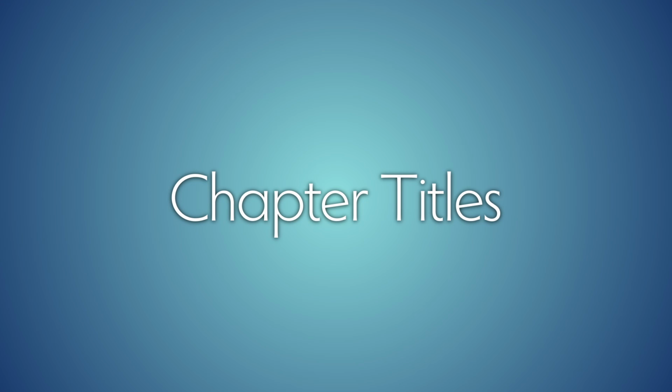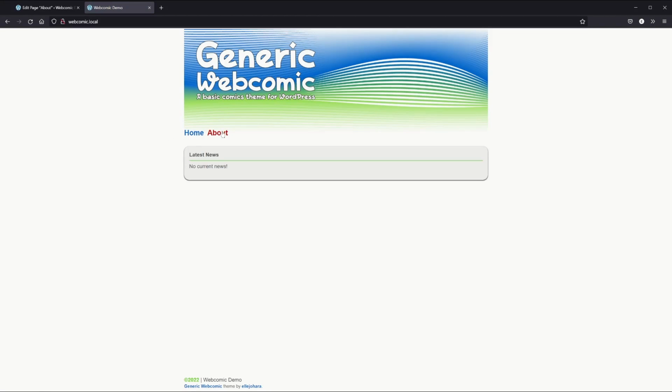Chapter titles. Click on About and have a look at your first page. Right down here, you'll note that a section for chapters is automatically included, but uncategorized maybe isn't the best name for a chapter. So let's change that.